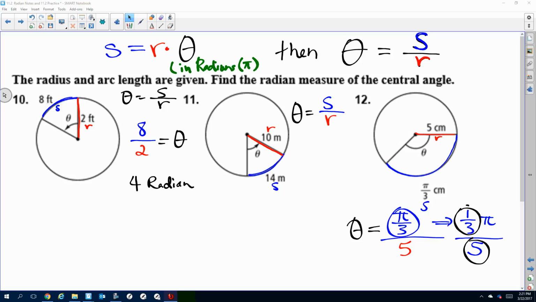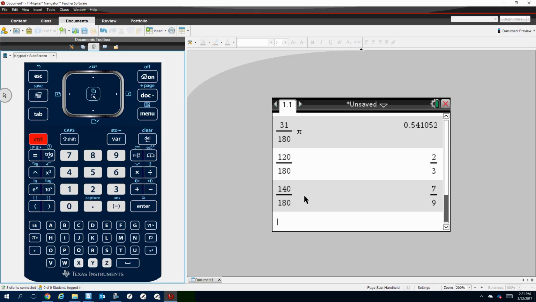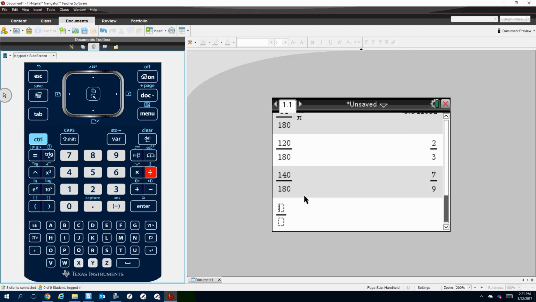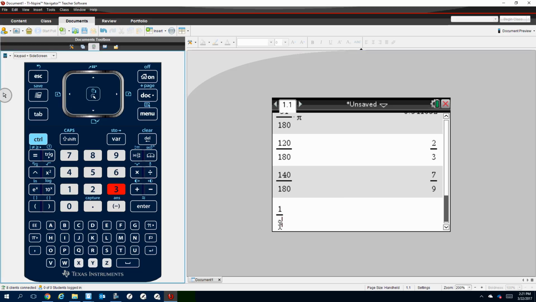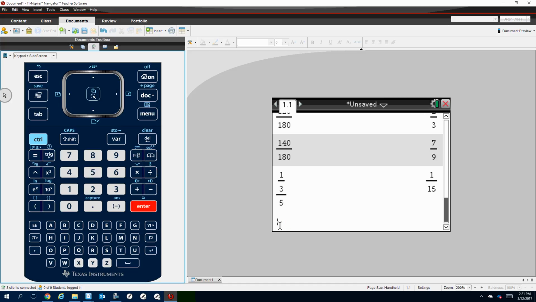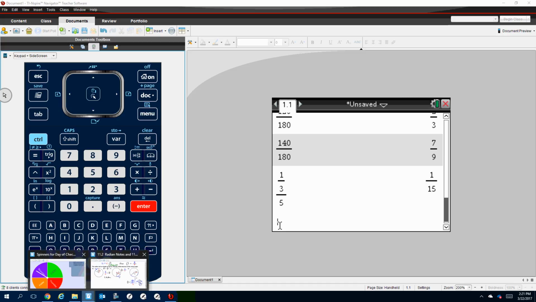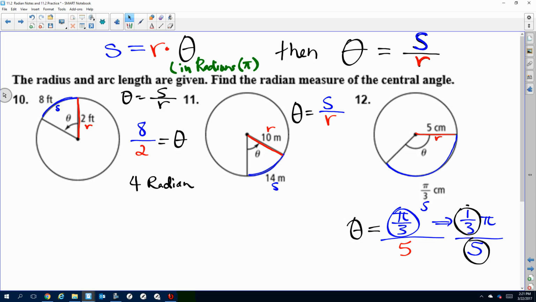So if I don't understand it, I can go to my calculator. Control divide gives me the fraction. There's my 1/3. I'm now going to take that fraction and divide it by 5, the whole number. And there's my fraction. So my fraction is 1/15. So just to keep that pi, see if you write that answer correctly.